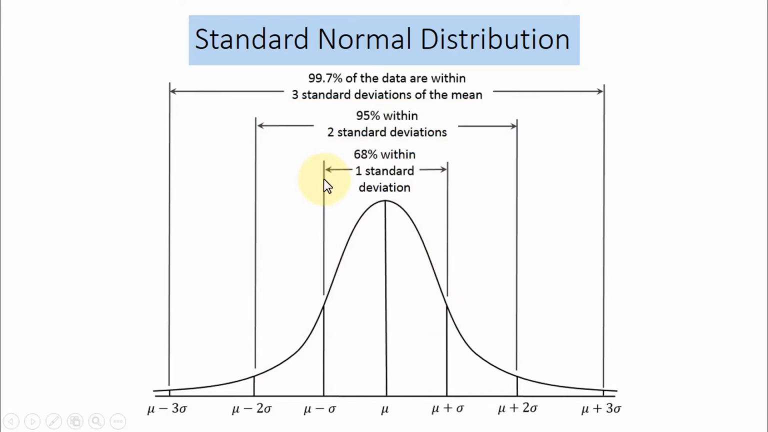So notice the 1 standard deviation implies that 68% of the observations are within 1 standard deviation of the mean. Similarly, 95% of the values are within 2 standard deviations of the mean, and then 99.7% of the data are within the 3 standard deviations of the mean.